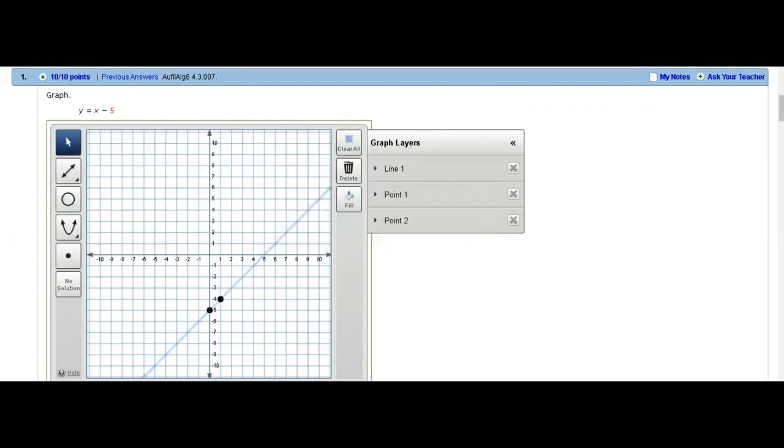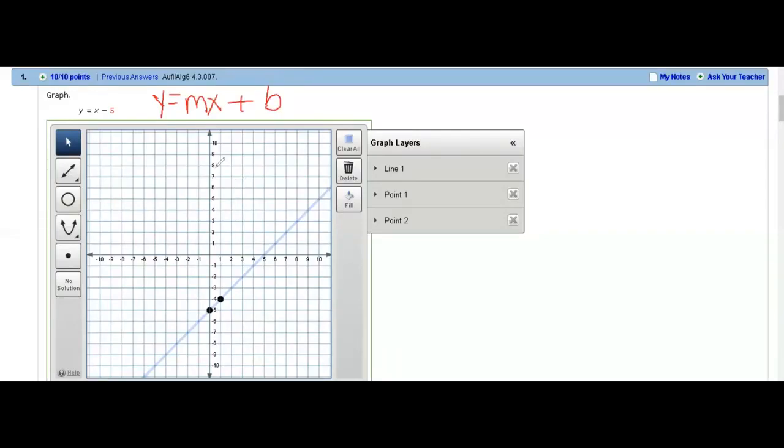So when I ask you guys certain questions, those are the questions that you need to be asking yourselves while you are working. So for this particular problem, my first question would be, how am I going to graph this based off of the different ways that we have talked about graphing? So the first thing that I'm going to notice is that it says y equals x minus 5. And whenever I see y equals mx plus b, that's slope-intercept form.